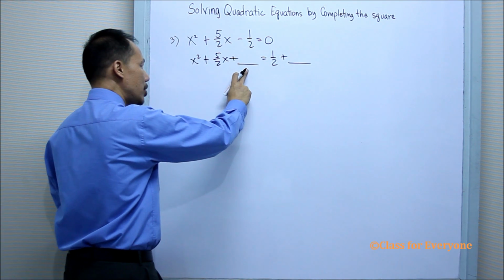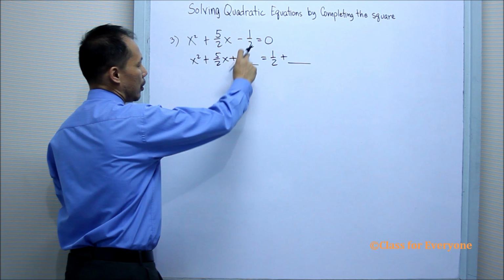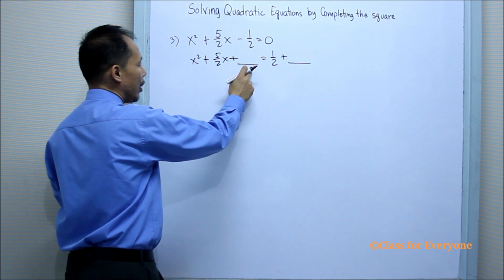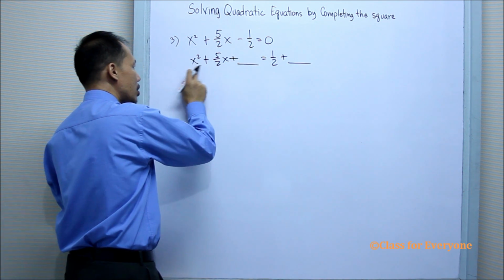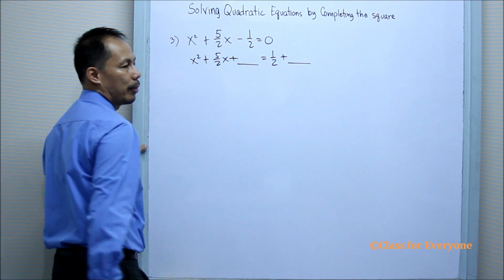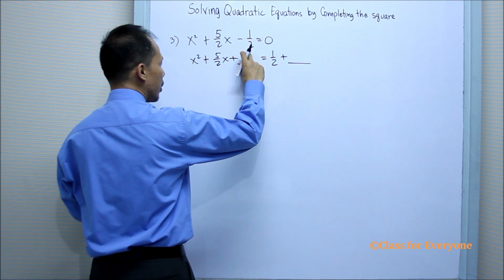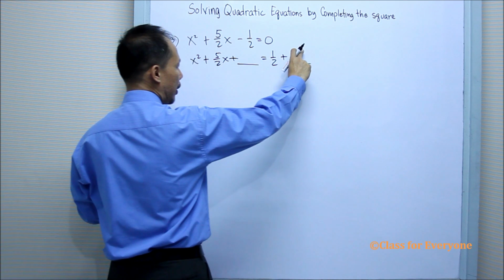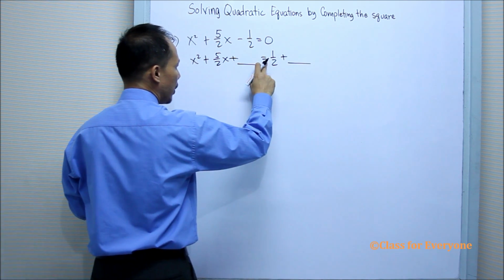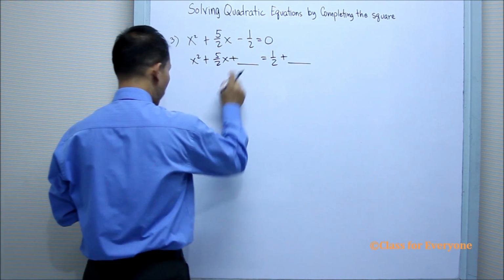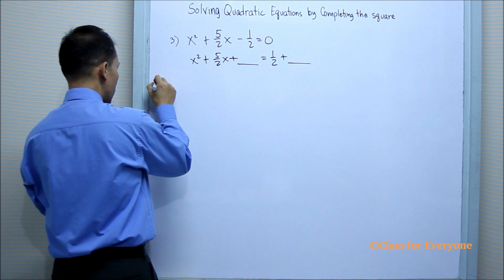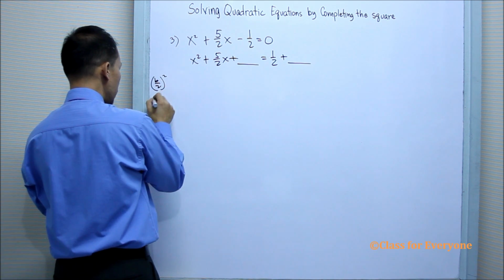What is this? This is the constant that will make this expression a perfect square trinomial. If I have added a constant here, I must also add the same constant to the right side to maintain the equality sign. To find that constant, we will use (b over 2) squared.